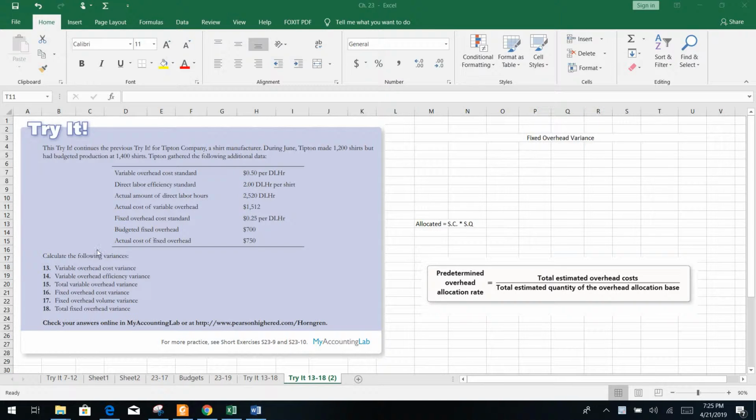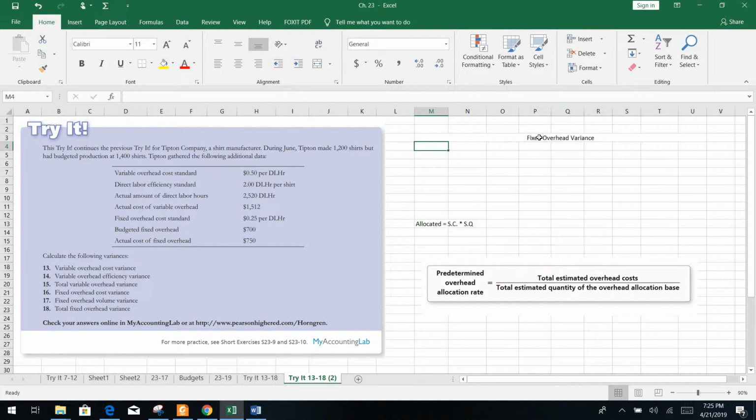So the question wants us to calculate the following variances, and number 16 says fixed overhead cost variance. Number 17 says fixed overhead volume variance, and then fixed total overhead variance. Okay, so in order to solve all three of those values, we need to make the little chart that he did in class, and it looks like this.